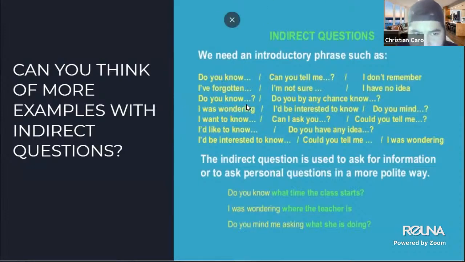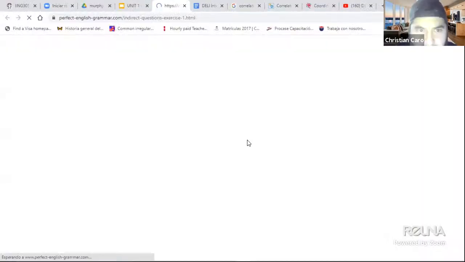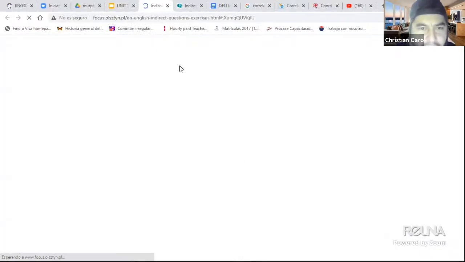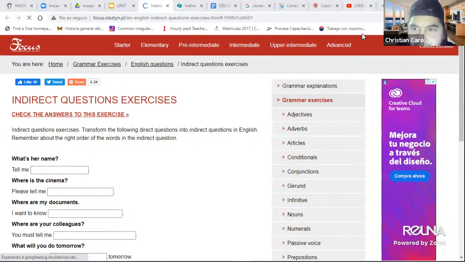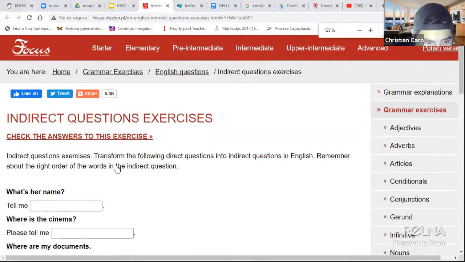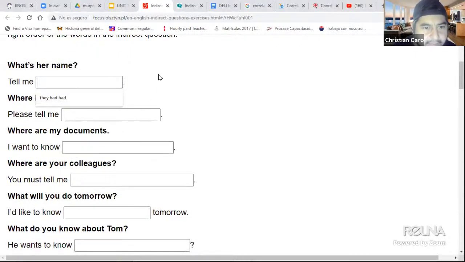More examples? Anybody? Okay, we still got like a few minutes, so we can do in this case like online exercises. Okay, I'm gonna open this one and this one. All right, let's do this one first. Let's do this one. So, for example, oh, hold on. Okay, there we go. It's a little bigger. What's her name? How would you complete the indirect sentence in this case?